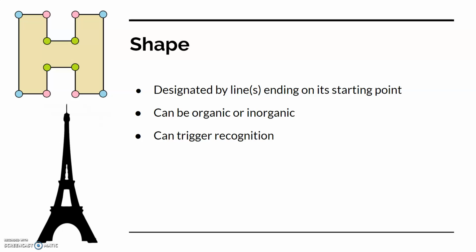A shape is defined by lines ending on their original starting point. Shapes can be organic or inorganic. Geometric and perfect shapes are considered inorganic, which means natural, weird shapes are organic. Shapes that make silhouettes can instantly be recognized and trigger emotions within ourselves.